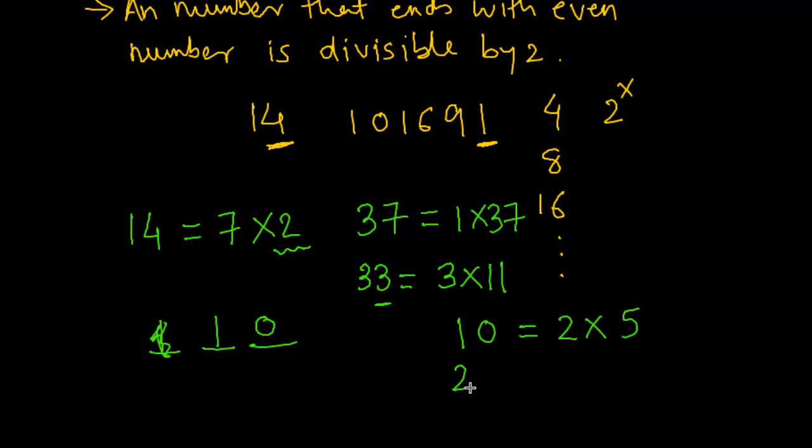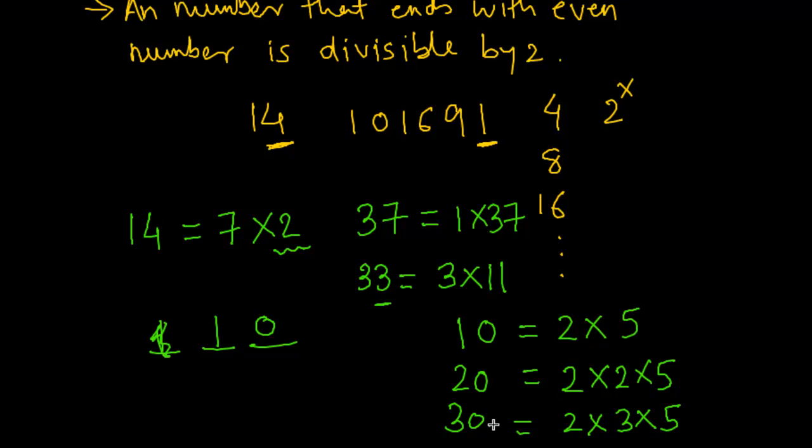If a number is like 20, it will always have 2 into 2 into 5. If the number is 30, it will always be divisible by 2. That is because it is 2 into 3 into 5. So it will always have 2. So what it effectively means is that all the tens are divisible by 2. No matter what number you place over here, that part is always going to be divisible by 2.